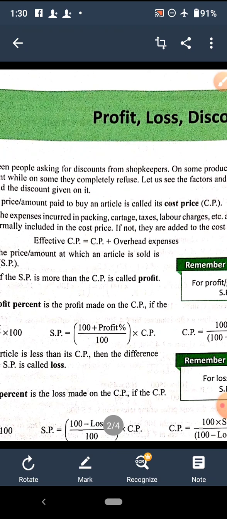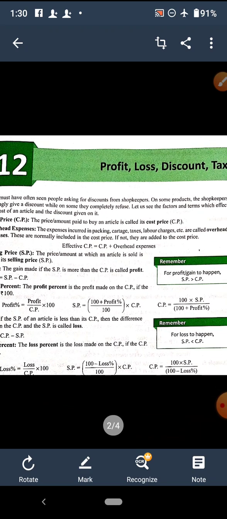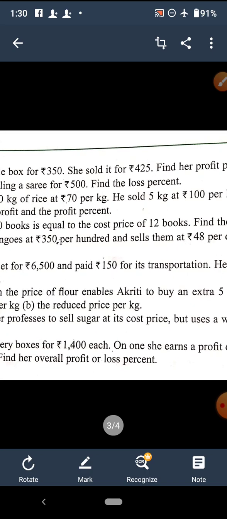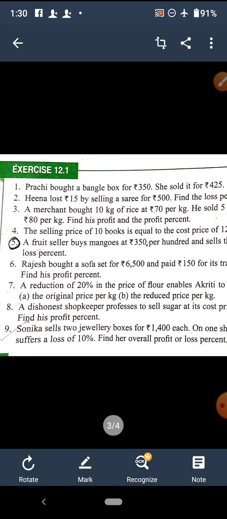So your work is to write all the notes, all the key terms, in your notebook before starting the exercise. Now let's start exercise 12.1, question number 1.